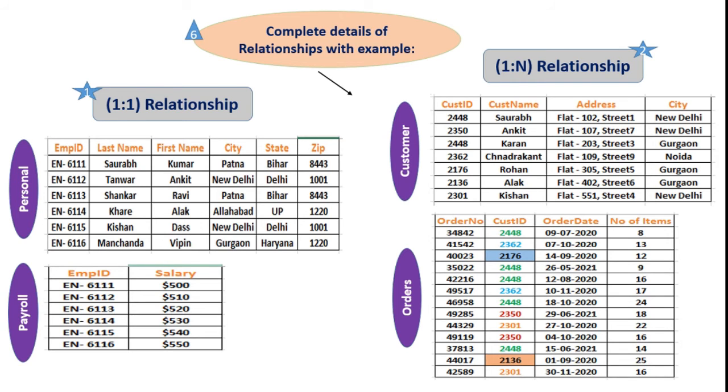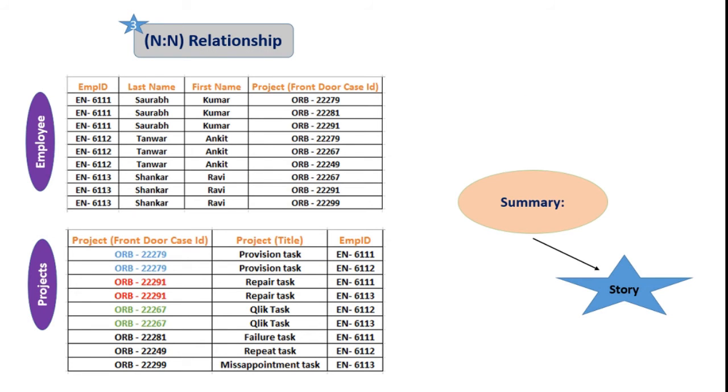Okay. The next is many-to-many relationships. Here again we have taken two tables. The first is employee and the second is projects. The employee table contains information of employees based on their employee ID and project ID, right? And the projects table contains information of projects based on project ID and employee ID. We can see over here.